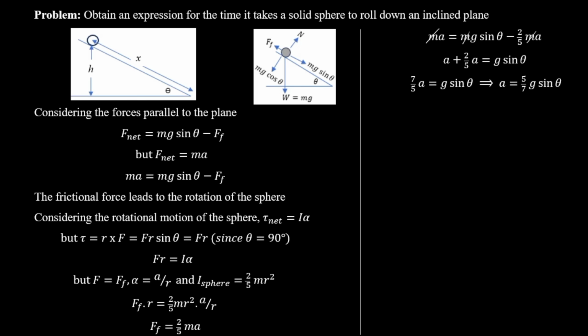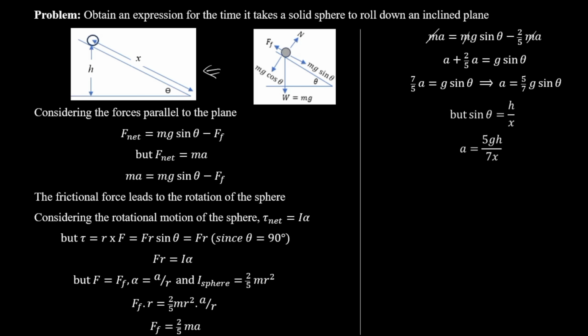Now, from the diagram, our sine theta, which is opposite over hypotenuse, is going to be equal to h divided by x, because our h is opposite to the angle while x is the hypotenuse. If we do that, we'll have that a becomes equal to 5gh over 7x, because our sine theta is h over x.